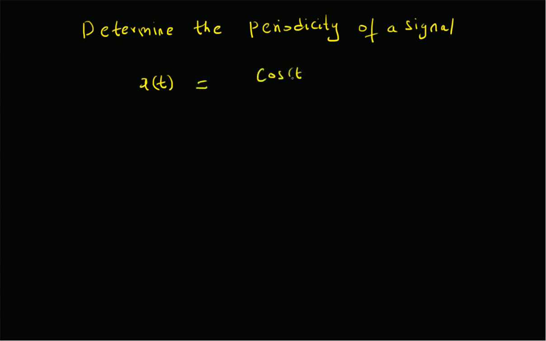be cos of t for t less than 0 and sin of t for non-negative values. So given this definition, we want to see whether x of t is periodic.